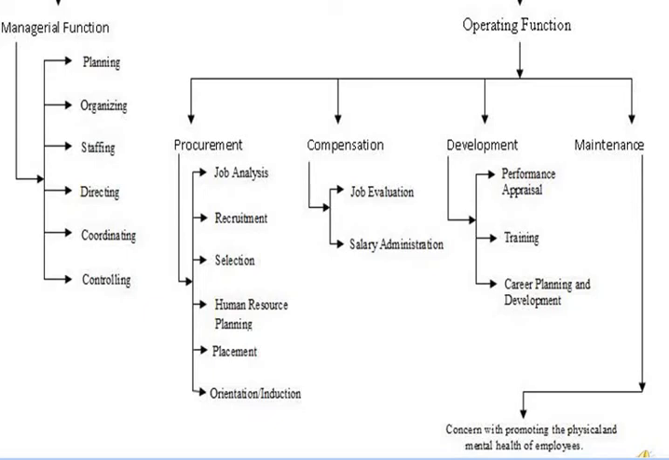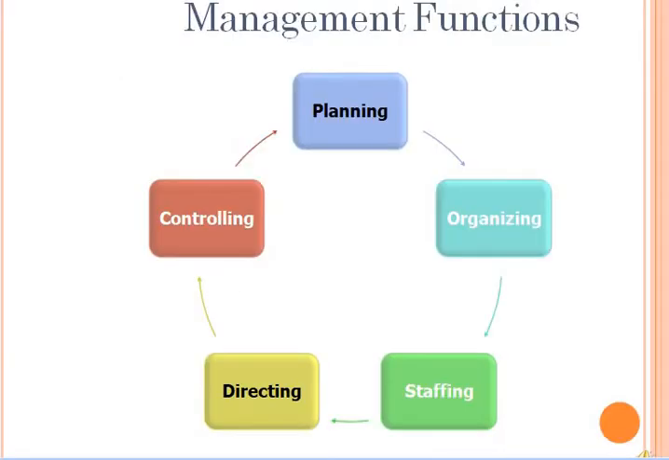And the second part is the operative functions with the procurement, compensation, development and maintenance. These are the four basic heads under which the activities of the human resource management department are going to take place. Now we will see the same thing in detail in the next forthcoming slides.